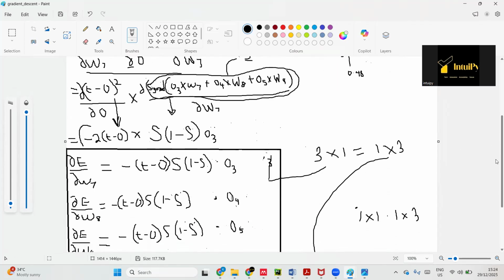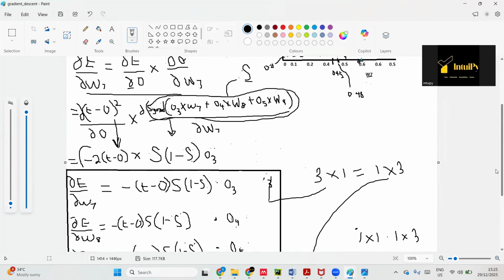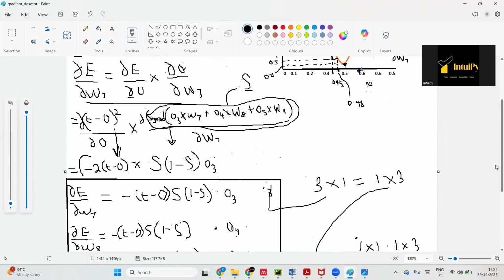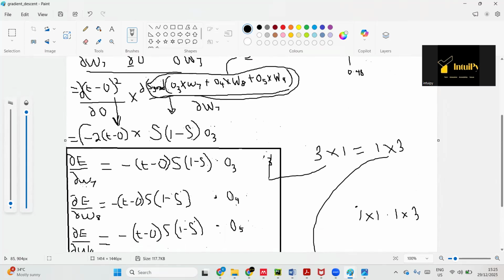So that means that if you would want to adjust W7 with respect to E, then we would have to use this equation.